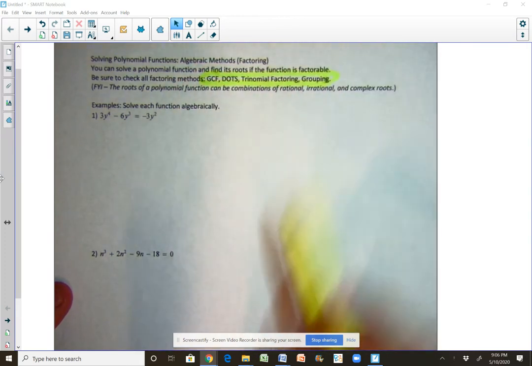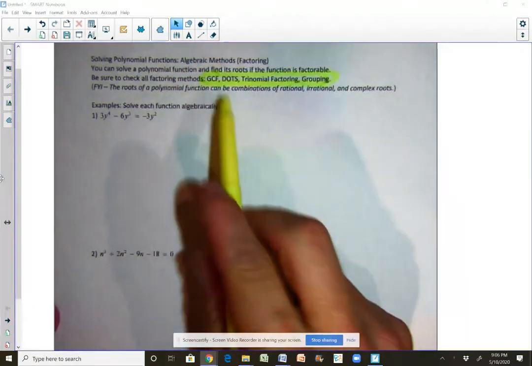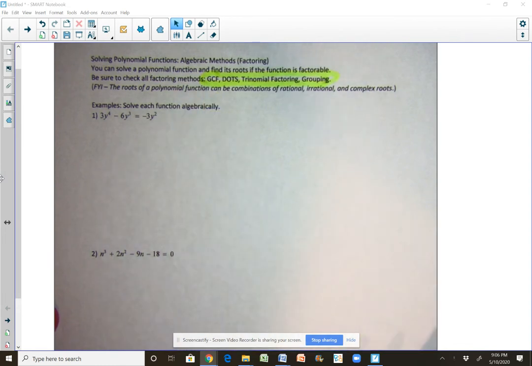Even when they're unfactorable later in the week, you're still going to look to try to factor any GCFs if there are any that exist in the beginning. That's what makes your life simpler when you're trying to solve these.